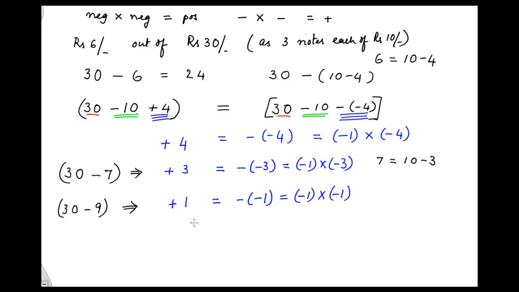For this pattern to work out, we must have a result like this. Whenever we multiply a negative number with another negative number, we must get necessarily a positive number, or in other words, we must have negative times negative equal to positive, or minus times minus equal to plus.